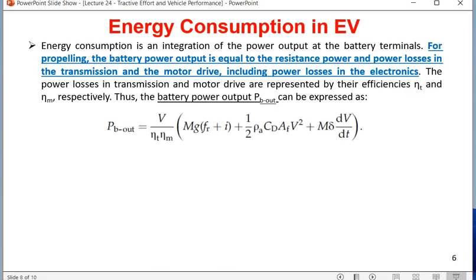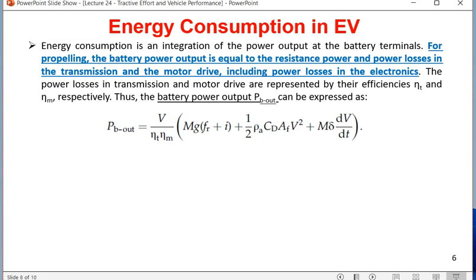Energy consumption in EV is an integration of the power output at the battery terminal. So whatever power you are getting, here is the formula for the power, how much is the output power, it is called PB out. Velocity divided by efficiencies, traction and motor, times mg Fr plus i, where i is nothing but tan inverse of the inclination angle. Fr is the rolling resistance, half rho times the aerodynamic coefficients, and this is actually the tractive force. So whenever you are multiplying the net force with velocity, you are getting the actual power for traction.